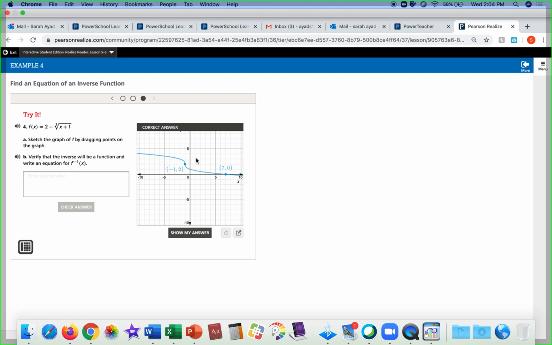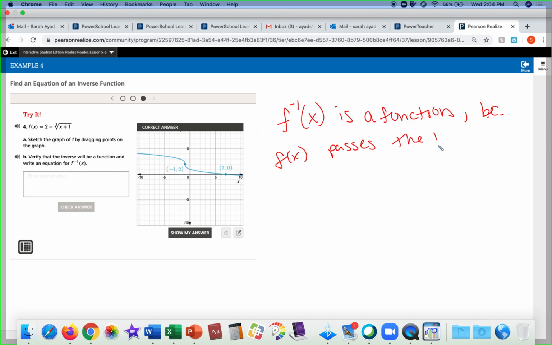If I draw a horizontal line at any point in the graph, will it pass the horizontal line test? Yes, it will. Therefore, I know that f to the negative 1, the inverse, is a function. Meaning when I find that inverse, it would pass the vertical line test. So why is it a function? Because f of x passes the horizontal line test. Okay, so if I draw a horizontal line, it will never go through more than one point. Now, let's go ahead and find the inverse. I'm going to switch x and y.